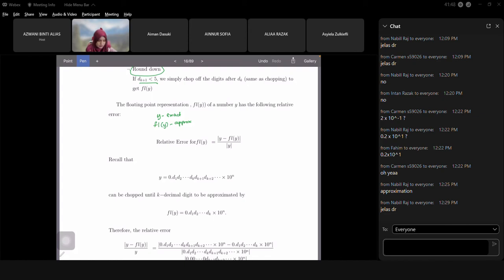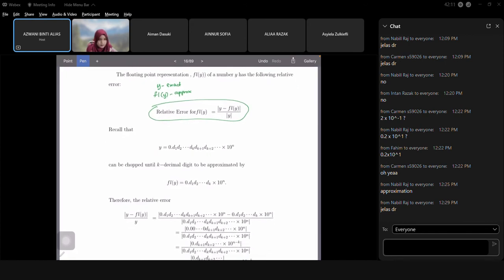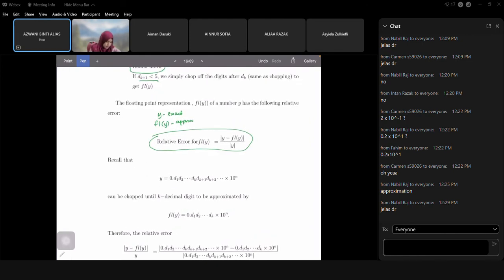Wujudnya round off error, so kita boleh cari relative error lah. Relative error adalah absolute error, which is the Z minus the approximate value, divided by the Z. So yang ni you kena ingat lah, biasa ditanya dalam quiz, exam and so on. Okay. Let's say saya bagi contoh.